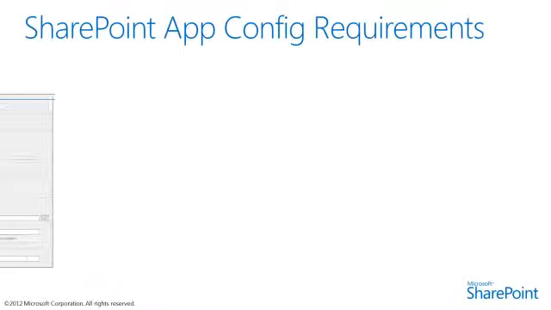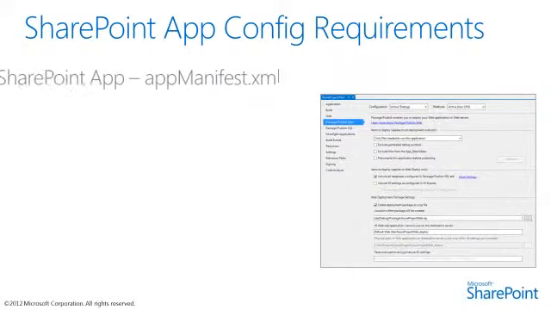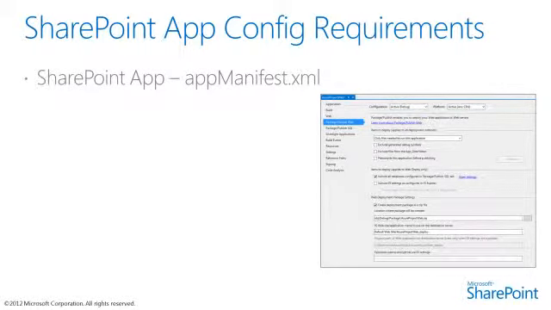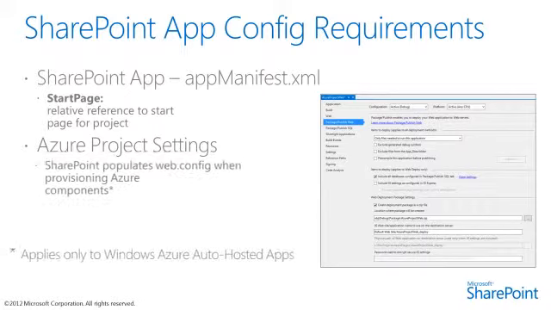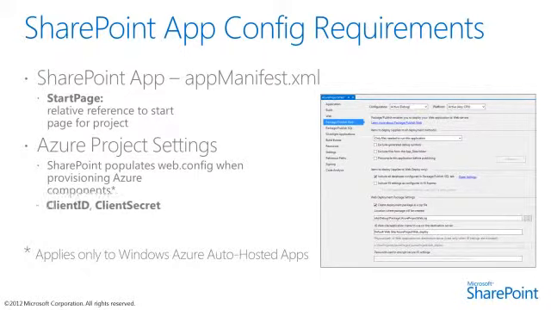SharePoint apps have an AppManifest.xml file. And this tells SharePoint everything it needs to know about the app, including the title, the version, even the start page element, including permissions and any other settings for your app. In the case of cloud-hosted apps that are created as Windows Azure auto-hosted apps, the Azure project configuration needs 3 settings in the configuration file. These properties are managed by SharePoint when it creates and deploys the app to Azure.